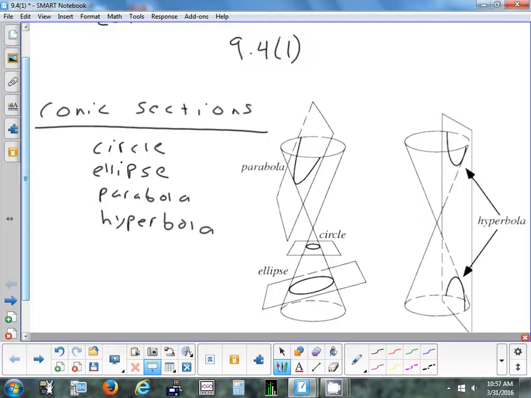Okay, and the last conic section you can get, you really need to take 2 cones and put them together and slice it vertically, straight down. Okay, and that shape is a hyperbola.